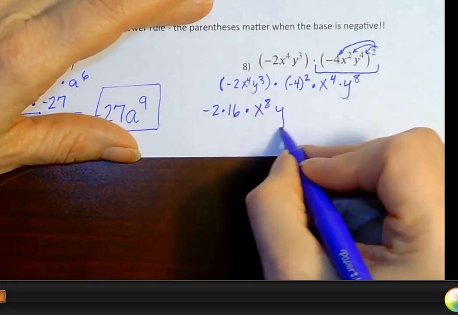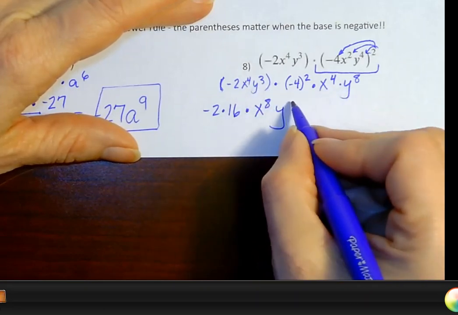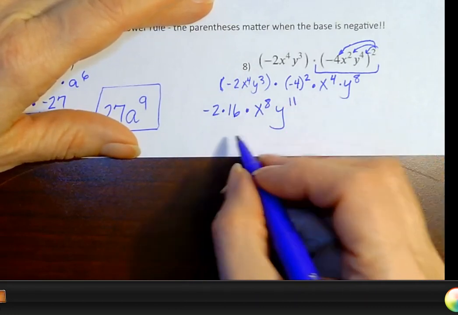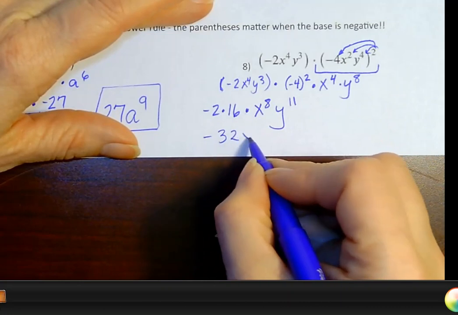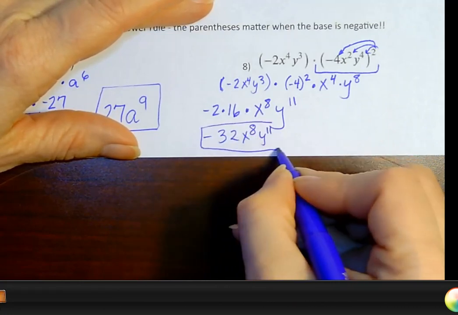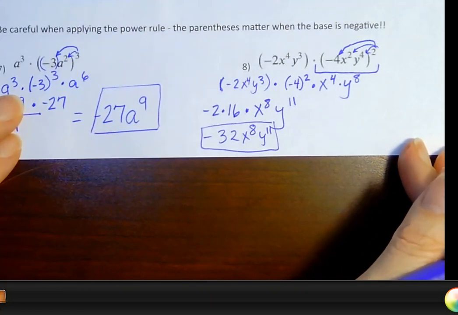And now I'm going to do the y's. I have y to the 3 plus 8, so I have y to the 11. Negative 2 times 16 I can do. That's negative 32. X to the 8th, y to the 11th, and that is my answer.